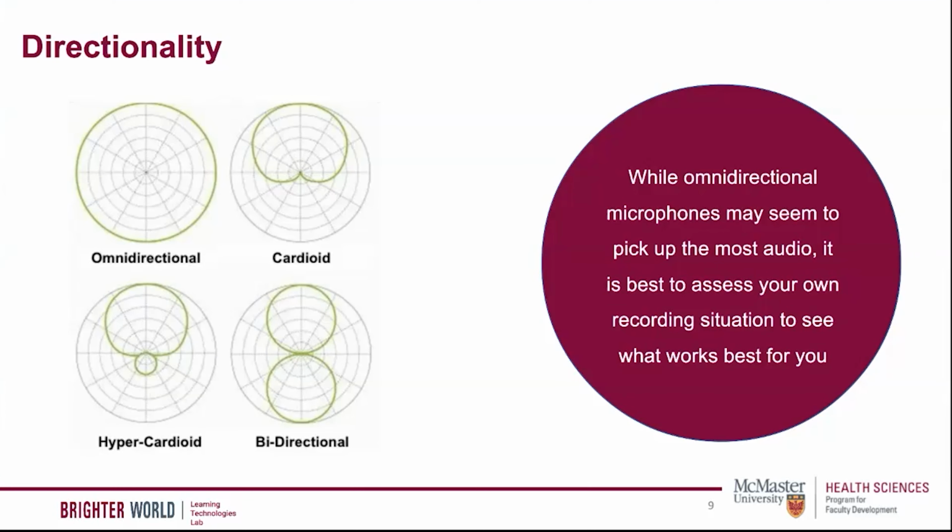Cardioid mic, that is unidirectional, so you're picking up sound basically just in front of you. A good practice for that is to leave your mic slightly askew so that you avoid some of the more intense sounds like pops and B's and S's, so they don't sound as jarring. Hypercardioid is the same pattern, only it picks up slightly behind it as well. It's very useful in musical recordings. And bidirectional is basically a cardioid that goes left or right. So while omnidirectional microphones may seem to pick up the most audio, it's best to assess your own recording situation and see what works best for you.